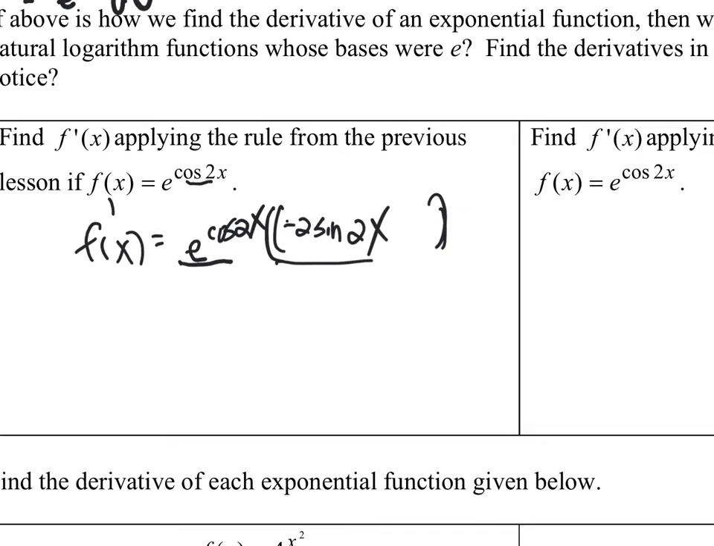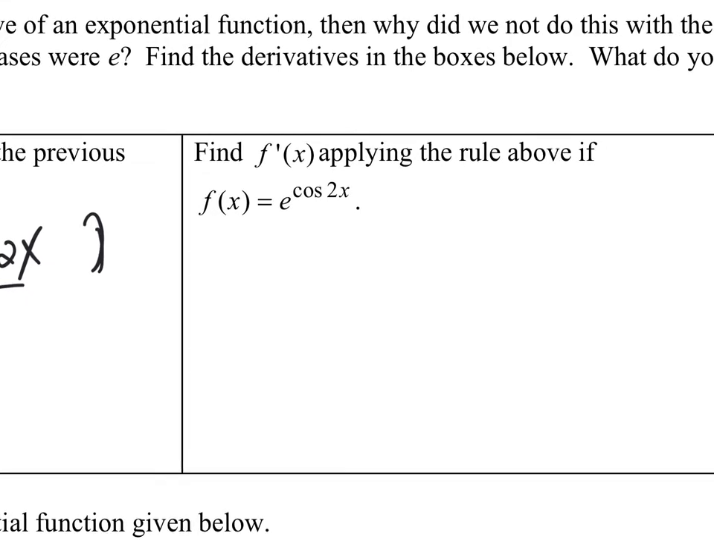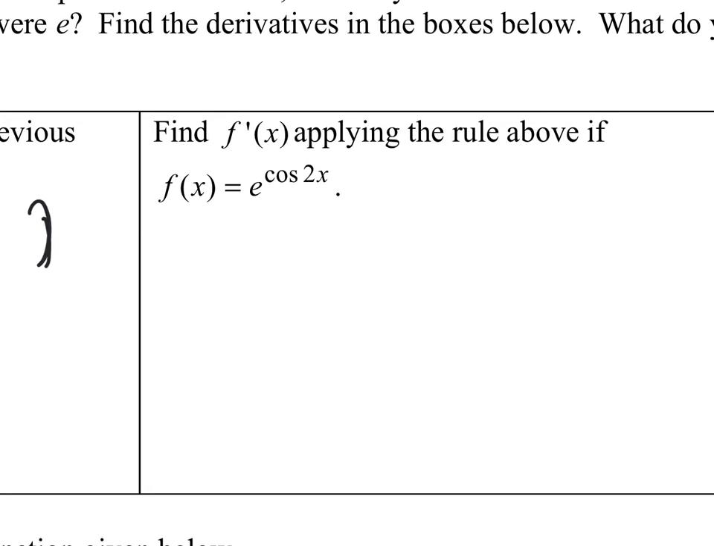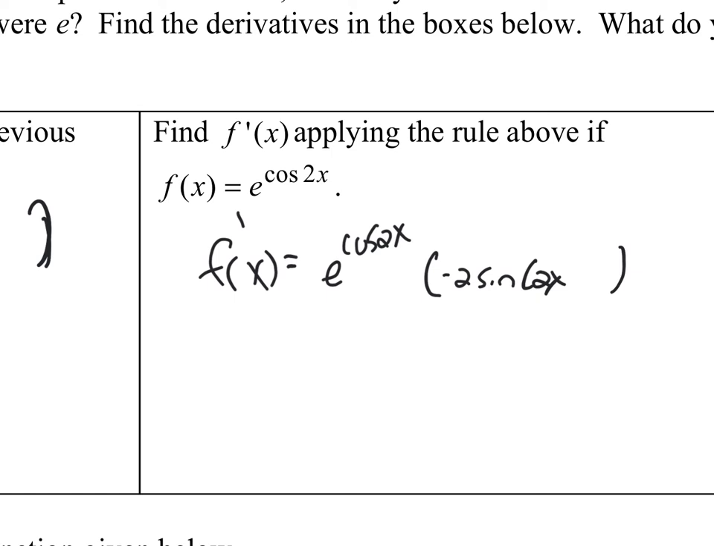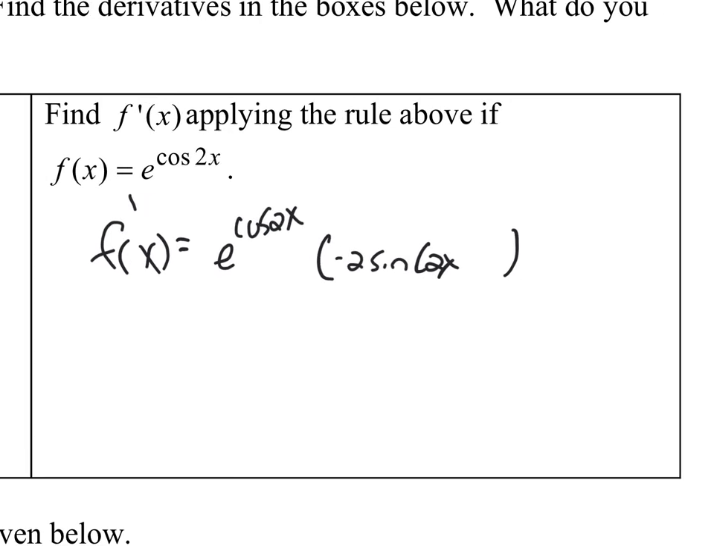Now he says do the same problem using the new rule. Well, using the new rule, f prime of x would be e to the cosine of 2x times the derivative of cosine, which is negative sine of 2x times 2, negative 2 sine of 2x, times the derivative, times the natural log of the base, natural log of e. You see that goes to 1. So it's the same answer.